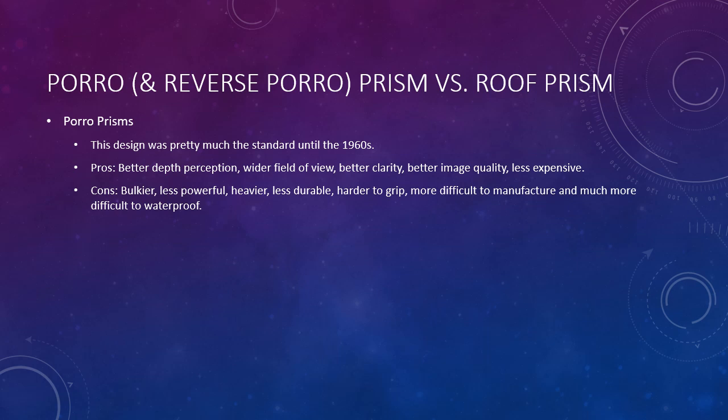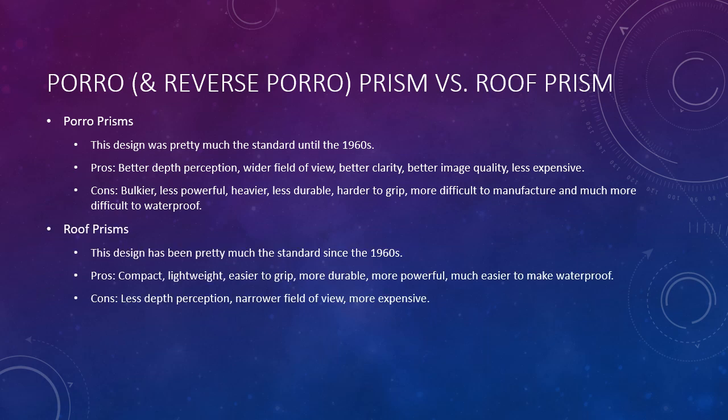Porro prisms. This design was pretty much the standard until the 1960s. Pros: better depth perception, wider field of view, better clarity, better image quality, less expensive. Cons: bulkier, less powerful, heavier, less durable, harder to grip, more difficult to manufacture, and much more difficult to waterproof.